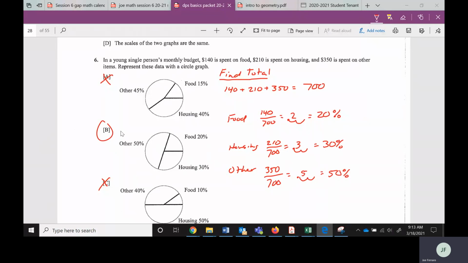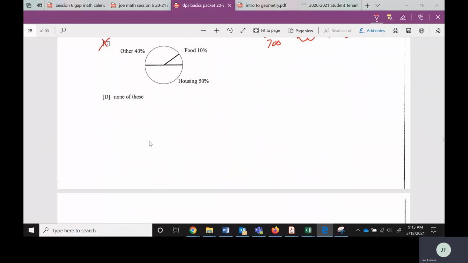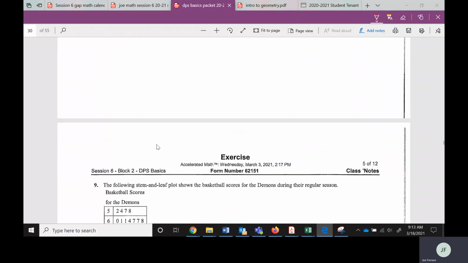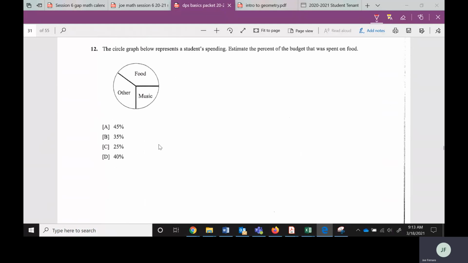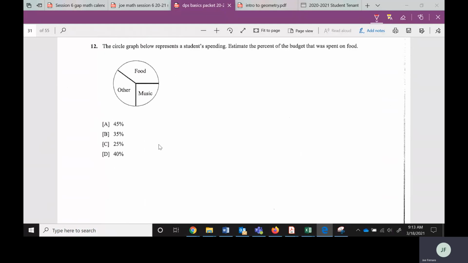Go to number 12. Now, at any time, if I go too fast, hit pause, copy things down. If you can't read what I write, because I don't have the best handwriting and it's hard with this pad, rewind it, listen to it again. So this one's not a lot of math to actually do, maybe just a little bit.